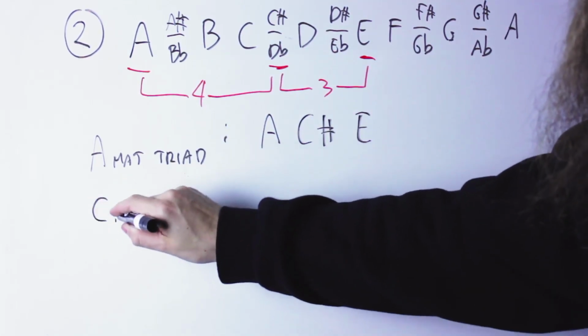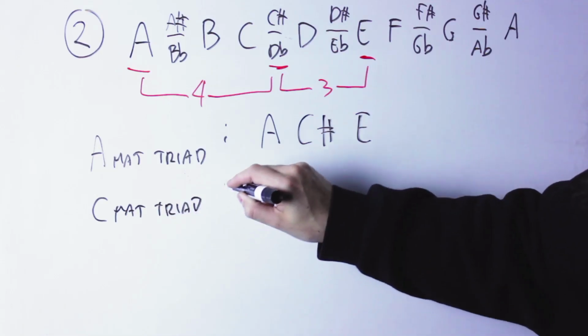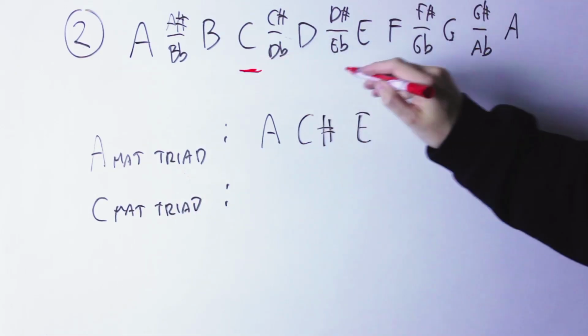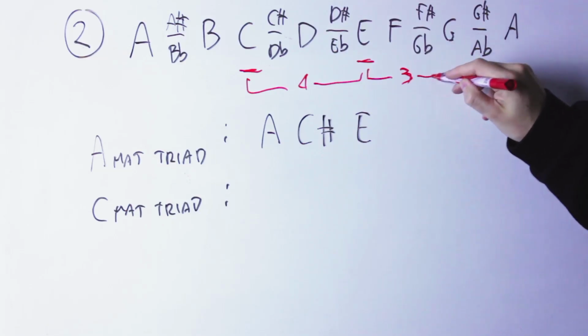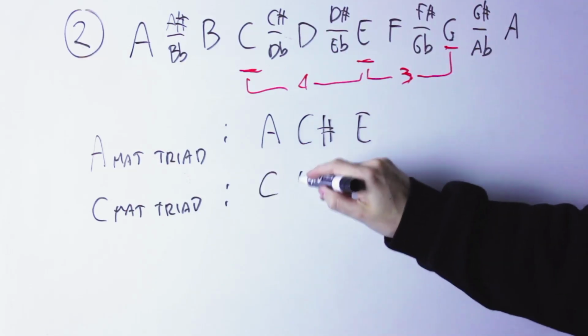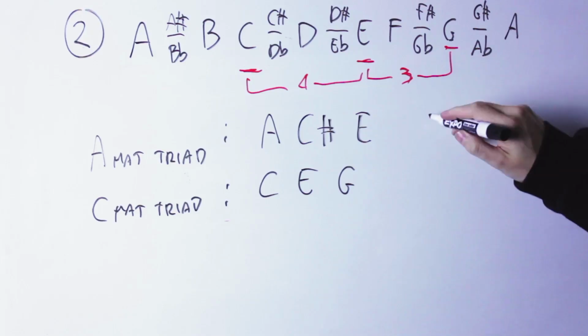If I were to find the notes, for instance, in the C major triad, I would do the same starting from C. So my first note is C, then I move 4 half steps higher and I find E, then I move 3 half steps higher and I find G. The notes in the C major triad are C, E, G.